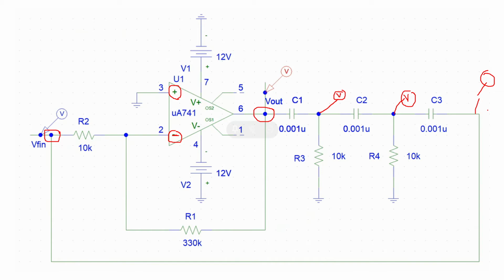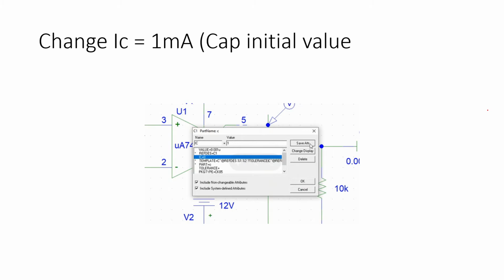Okay, so to ensure that your schematic will be functioning well, at the IC there is an initial condition. Okay, so you change it into 1 milliamp. Just put the parameter inside the IC here. Yeah, IC, capacitor current IC.